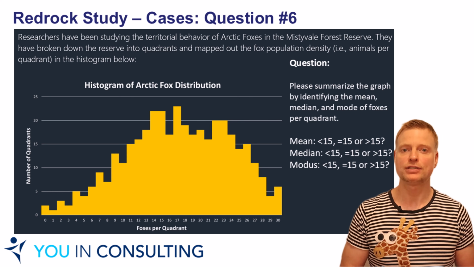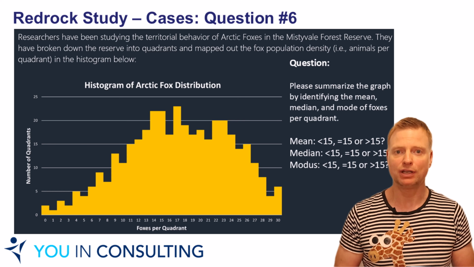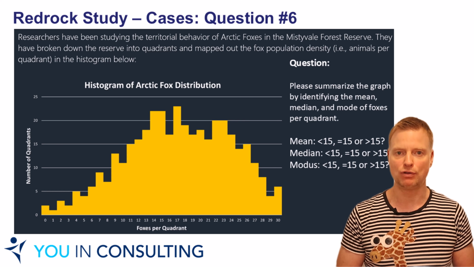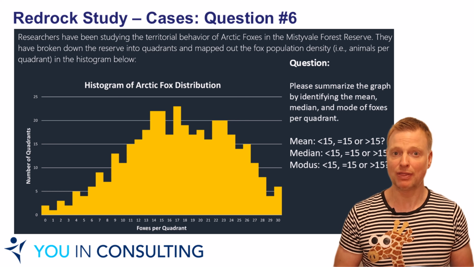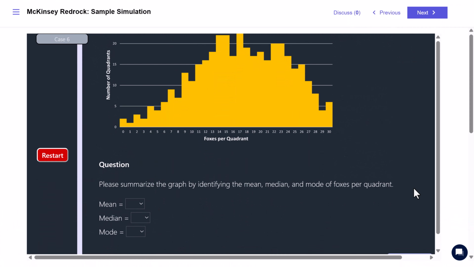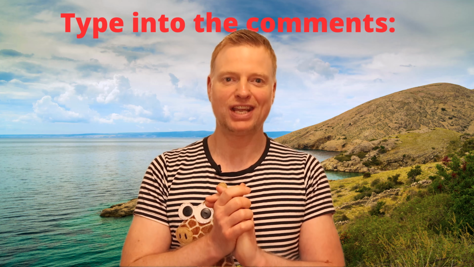Again, this chart is skewed to the right. In other words, there are more sectors that accommodate a high number of foxes than there are sectors with a low number of foxes. That implies that if all sectors were sorted by their number of foxes in ascending order, the middle sector will contain more than 15 foxes. So we can select 3 times greater than 15 from the 3 drop-down menus and finish the Redrock study. Well done, ladies and gentlemen!